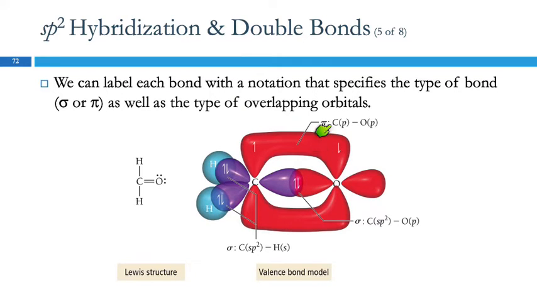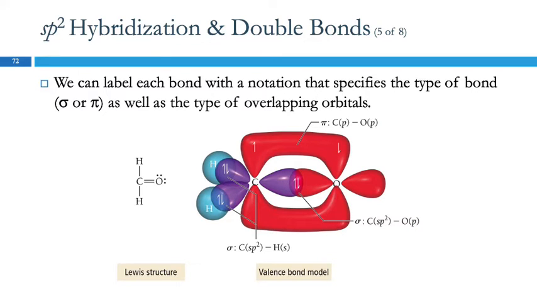In a pi bond, it's always going to be just p orbitals. So this is 1 bond, and it's indicated like this. This bond is an overlap between carbon and oxygen. Carbon is using an sp2 hybrid orbital. Oxygen is using a plain old p orbital. So this is sigma: C sp2 dash O p.